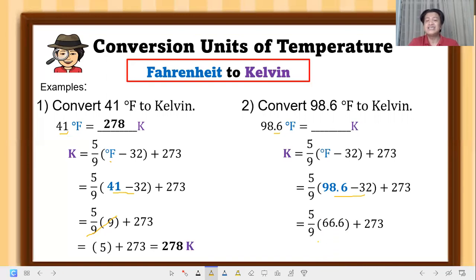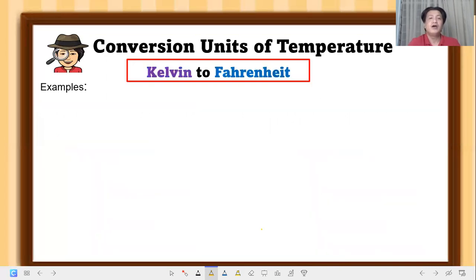And that is equal to 66.6. Tsaka mo ay i-multiply by 5 and then yung product nila i-divide by 9. Yan yung ilalagay natin dyan sa parenthesis. That is equal to 37. Tsaka mo ay i-add by 273. That is equal to 310 Kelvin. Yan ngayon yung katumbas ni 98.6 degree Fahrenheit. Okay? What if the given is Kelvin?